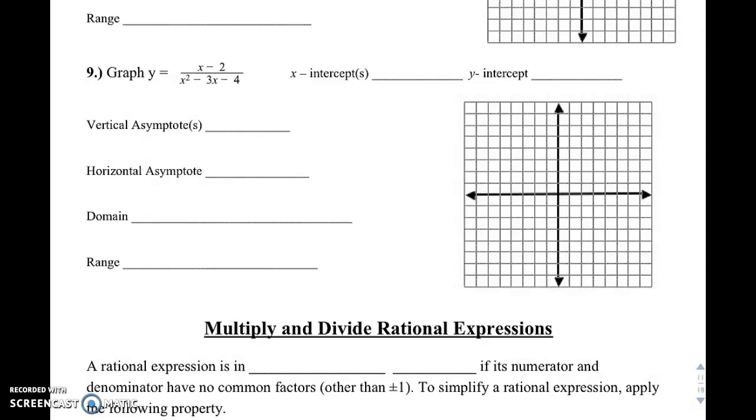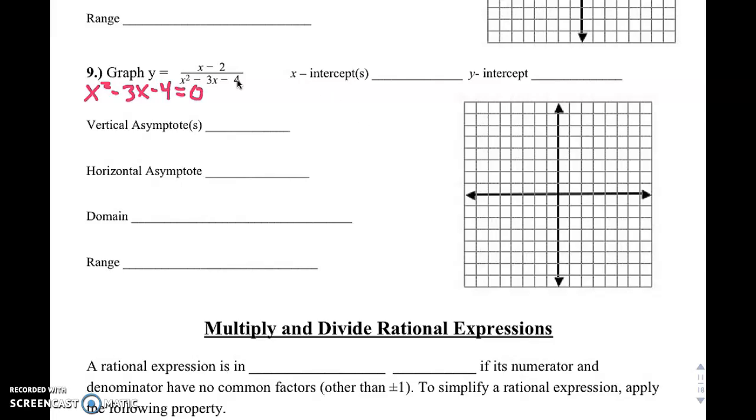Okay, so for problem number 9, first thing we're going to identify are the vertical asymptotes. Remember, vertical asymptotes are caused by division by 0. So the thing we're dividing by for this problem is x squared minus 3x minus 4. And we're concerned about when that will equal 0, because 0 is the number we can never divide by. So I'm going to take that denominator, set it equal to 0, and solve.